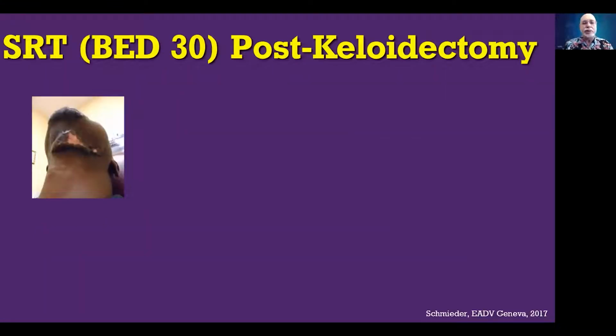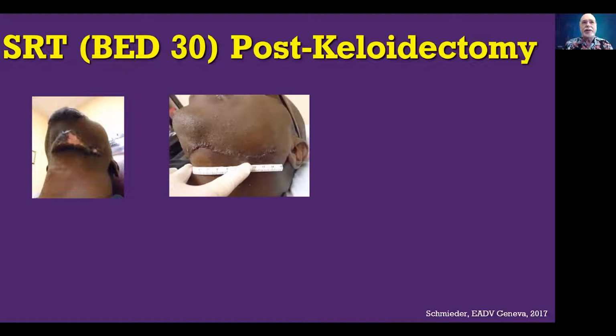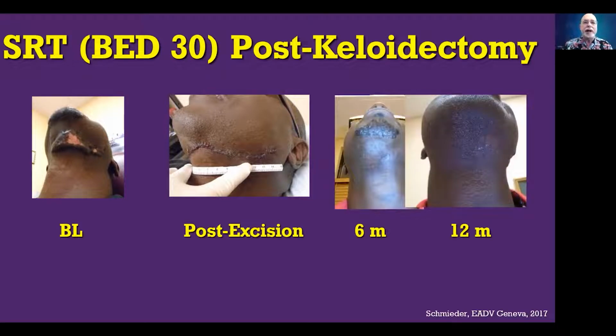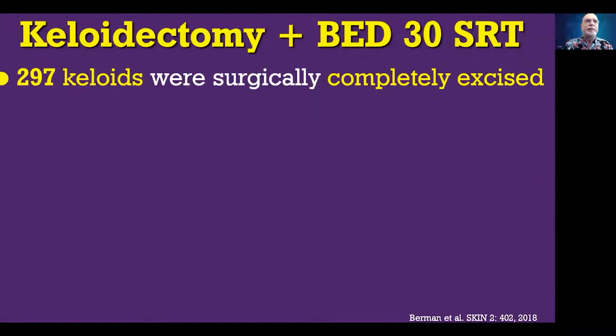So a patient walks into your office with a keloid, you can excise the keloid, suture it up, and then on postoperative day 1, 2, and 3, irradiate the suture line and a 5 millimeter margin with superficial radiation therapy with a biologic effective dose of 30. And here, 6 months later and 12 months later, a very nice cosmetic result post-surgery with no recurrence.